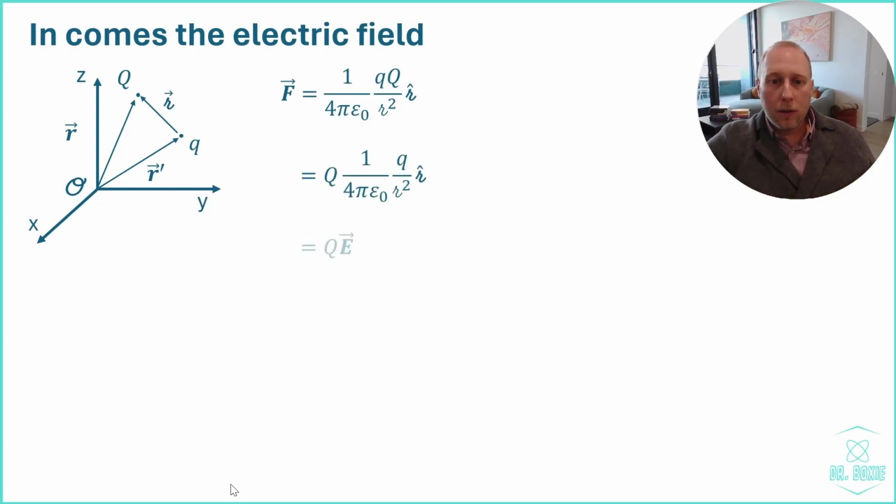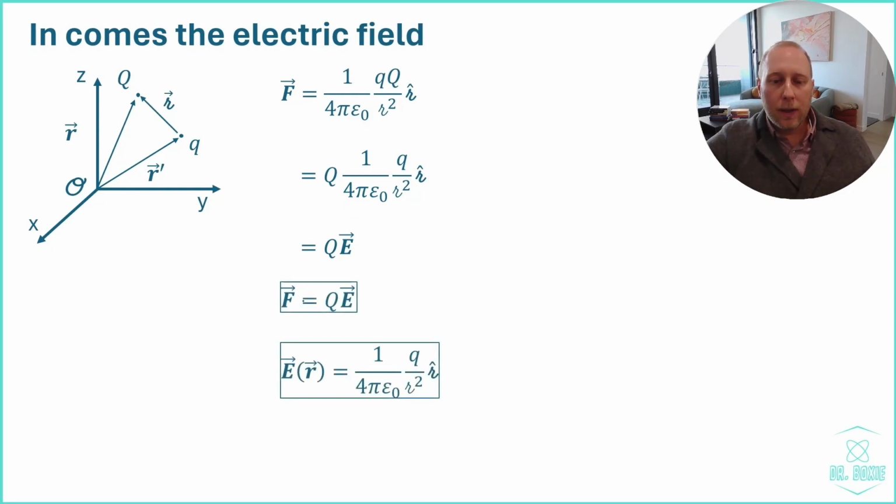we can write this as Q times something known as the E vector, which is defined as everything else in this expression. So E, the vector E, is defined as 1 over 4 pi epsilon naught little q divided by curly r squared times curly r hat. This is just rewriting Coulomb's law.